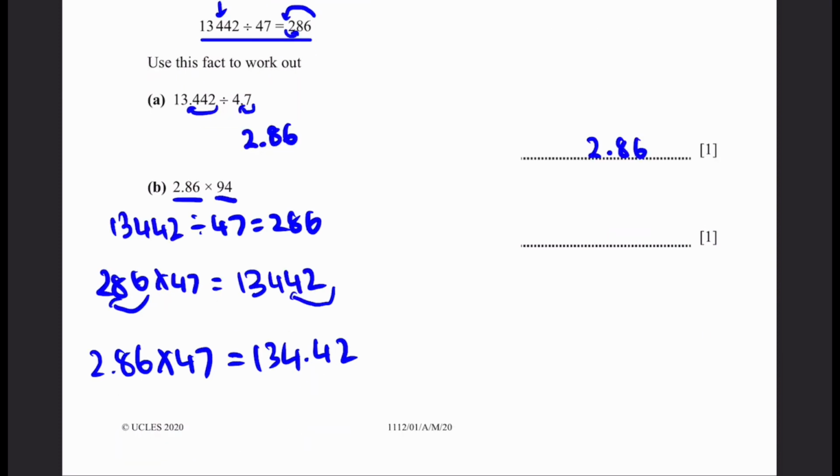There is multiplied by 94. How is 94 related to 47? 47 multiplied by 2 is equal to 94. So the answer will also be multiplied by 2. This will be equal to 268.84. And that's what we need to get.